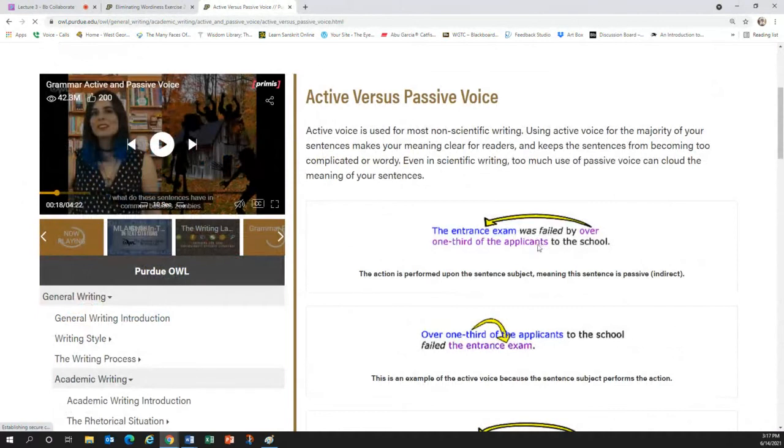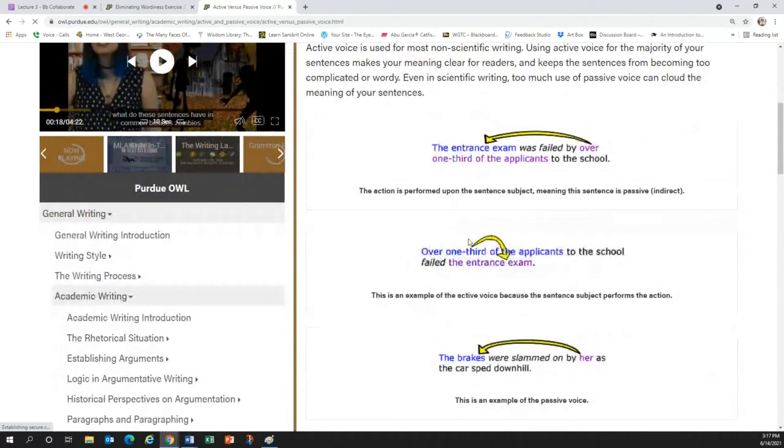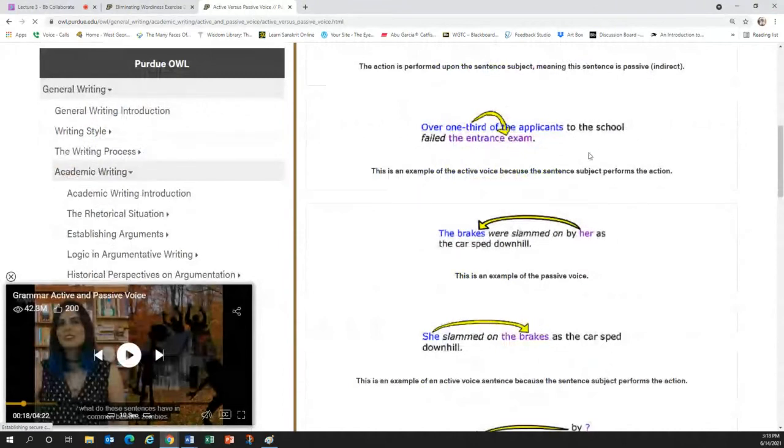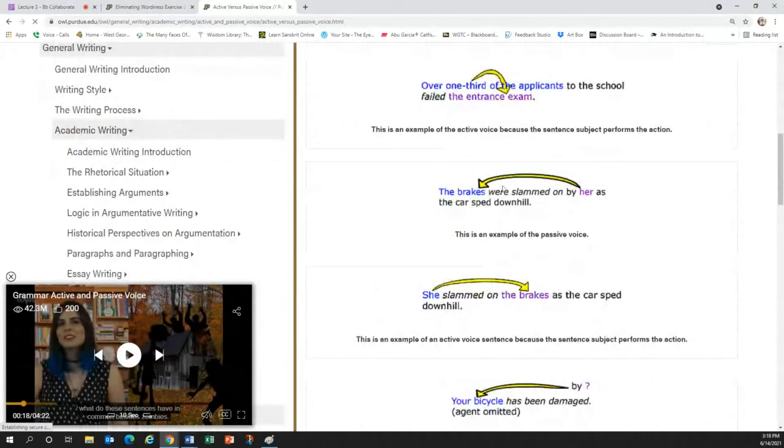The entrance exam was failed by over 1/3 of the applicants to the school. Okay, so the action is performed upon the sentence subject, meaning this sentence is passive, right? The action is performed on the subject. It's when the subject is performing the action that the sentence becomes active, as is the case here. Over 1/3 of the applicants to the school failed the entrance exam. Now you'll see, I think this is fewer words, yeah? Maybe one fewer word. So it might help with wordiness somewhat, but it also sounds better, right? It's because the subject performs the action.